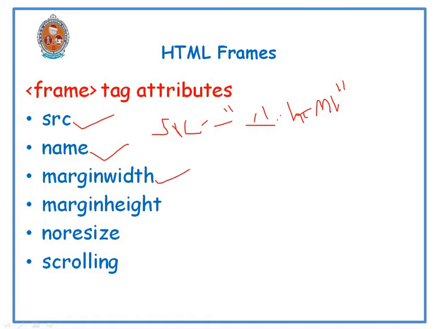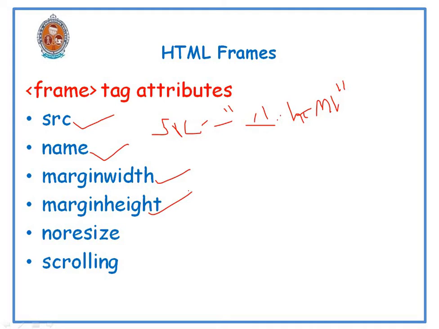Coming to the third one, margin width. This attribute allows us to specify the width of space between the left and right frame borders and the frame content. Coming to the next one, margin height. This attribute is used to specify the height of space between the top and bottom of the frame borders and its contents. So margin width specifies the space on the left and right, whereas margin height specifies the height of space between the top and bottom borders of the frame.